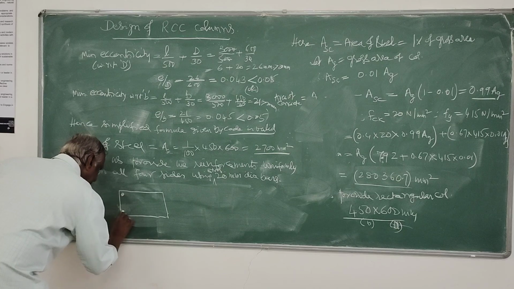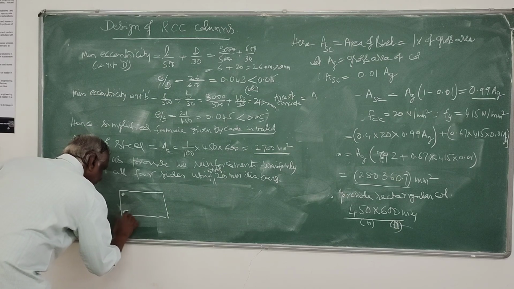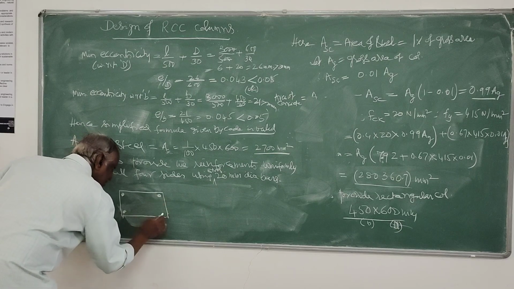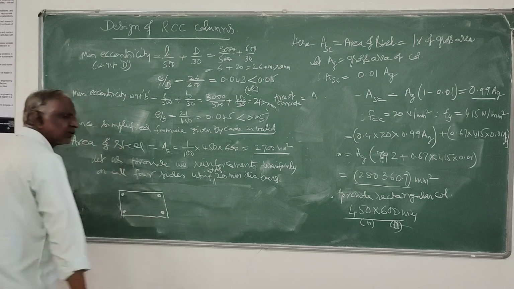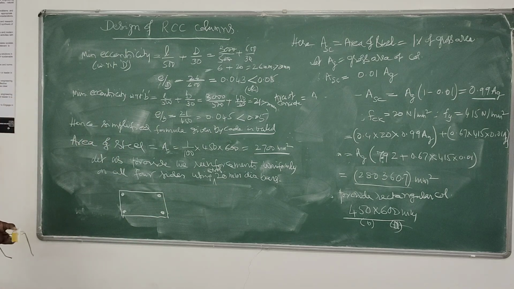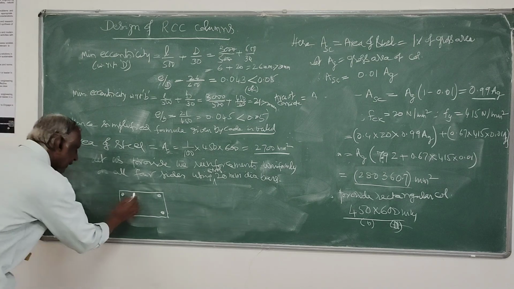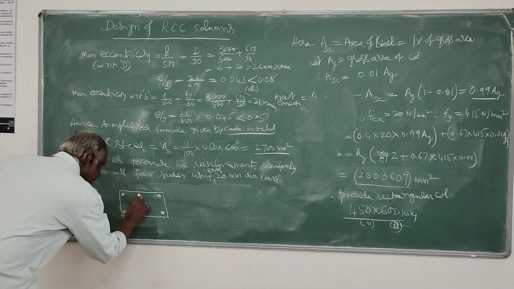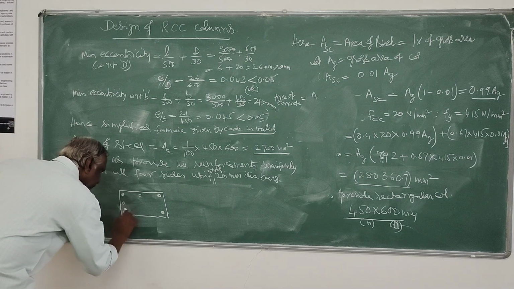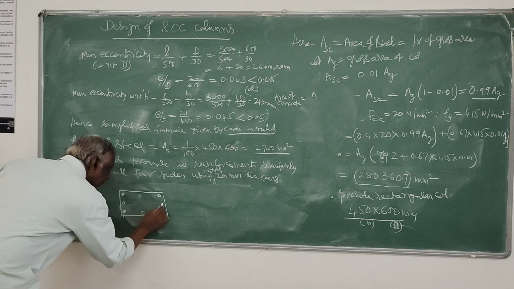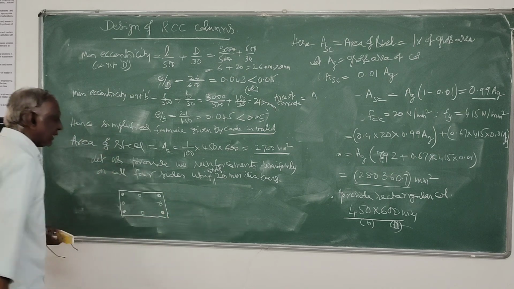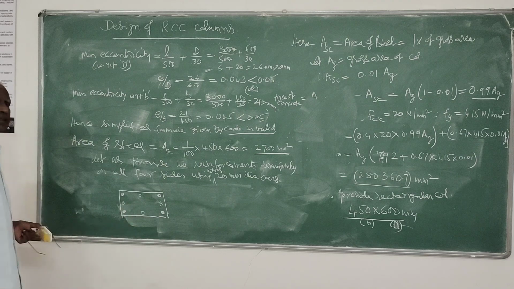Actually, we had to provide 4 bars at the 4 corners first. First we have to provide 4 bars at the corner. Then remaining 4, since we are distributing uniformly on the edges, we have to provide in between like this. We have to provide. So 8 numbers we have to provide. I am showing the arrangement satisfying all those particular criteria given here.